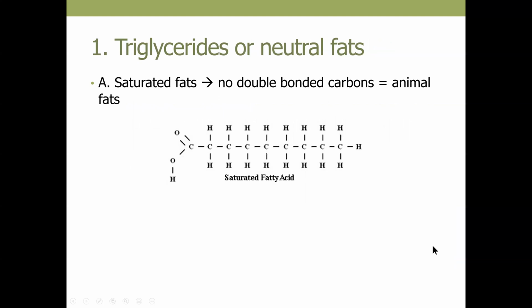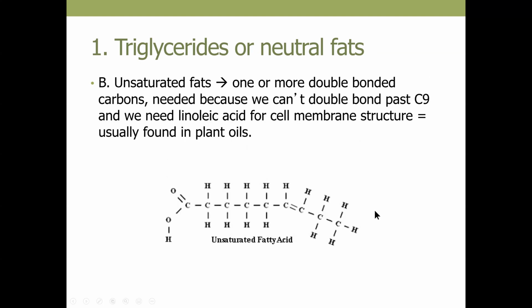A triglyceride has 2 possibilities. It can have a saturated fatty acid. COOH gives us the acid group, and this is saturated, which means that every one of these carbons after the acidic group has a full complement of hydrogens. One hydrogen, one hydrogen, one hydrogen, all the way out. So this is a saturated fatty acid. No double bond carbons. These are animal fats. They are solid at room temperature. These are currently not the good fats for you.